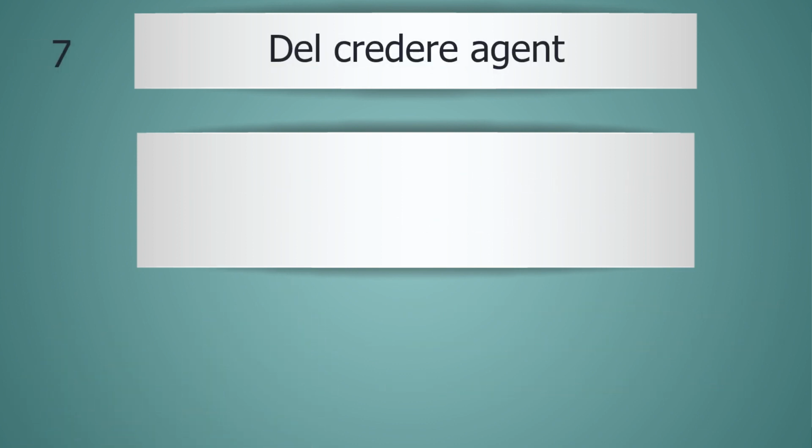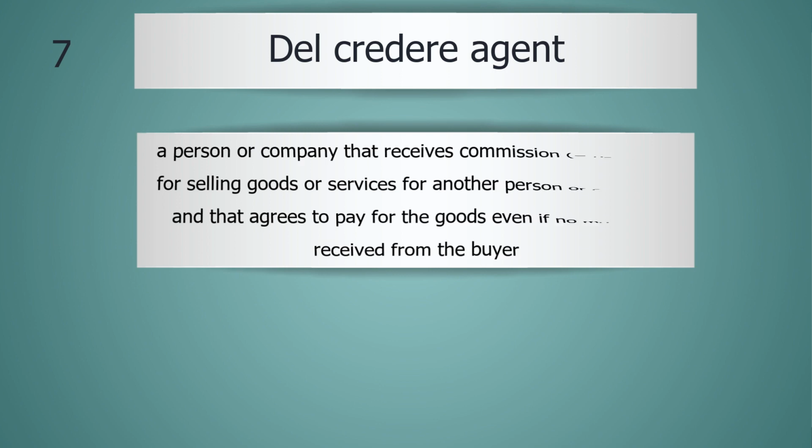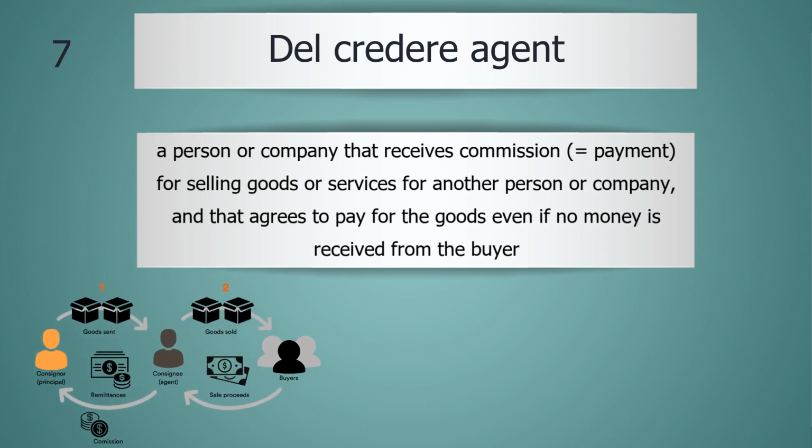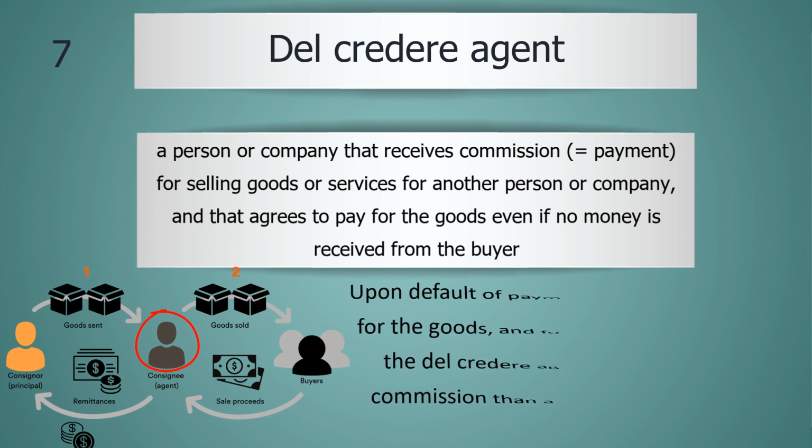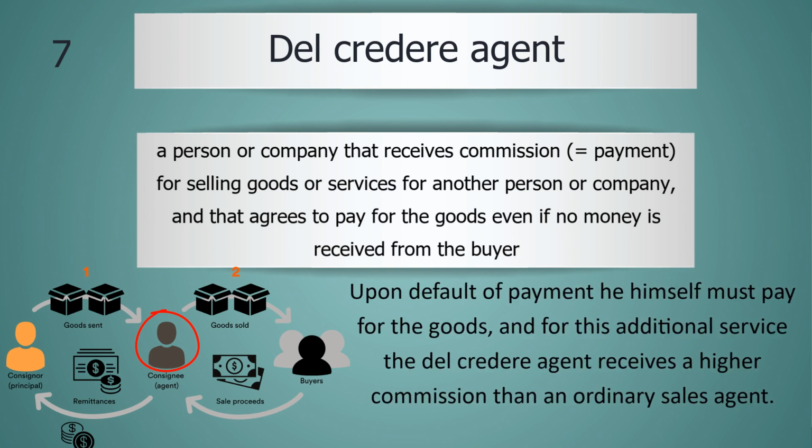Del credere agent. A person or company that receives commission for selling goods or services for another person or company, and that agrees to pay for the goods even if no money is received from the buyer. Upon default of payment, he himself must pay for the goods, and for this additional service, the del credere agent receives a higher commission than an ordinary sales agent.